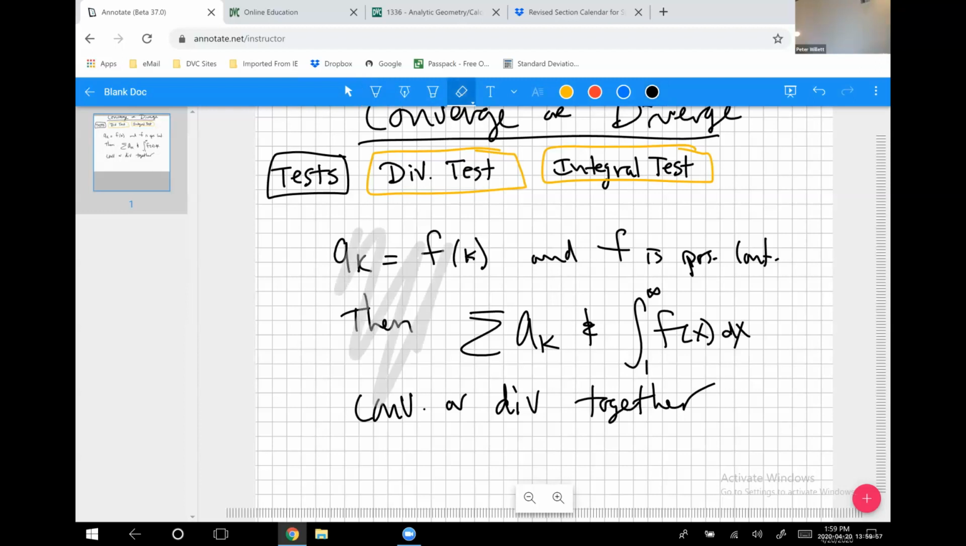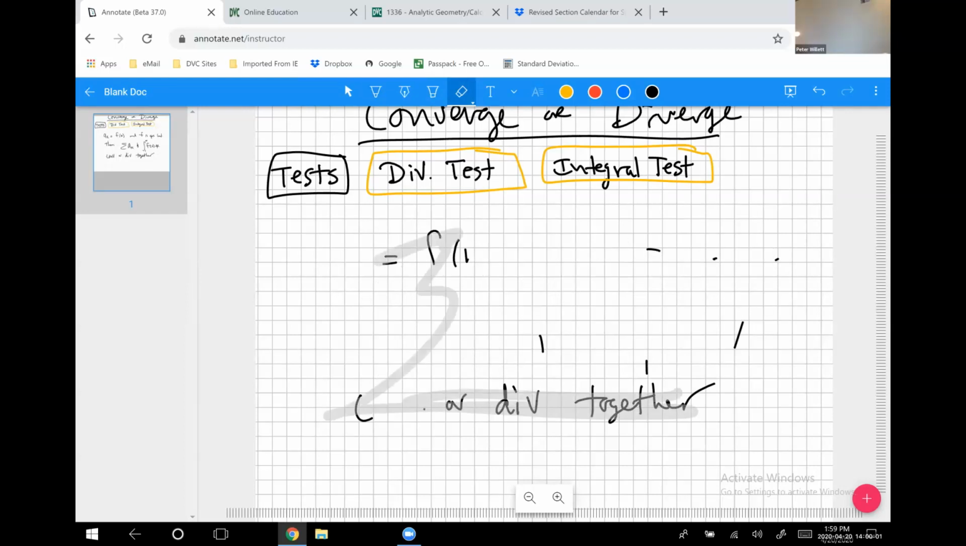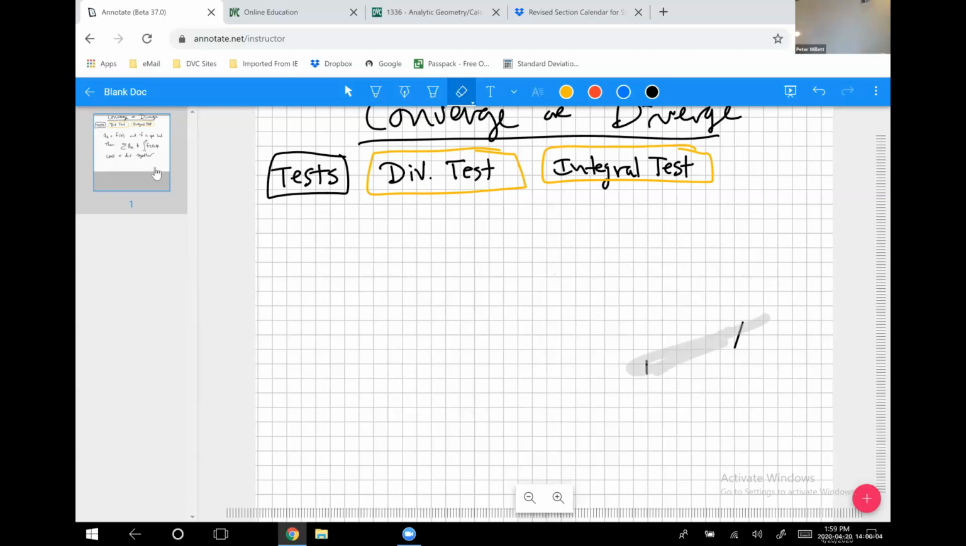But the integral test and convergence or divergence of improper integrals immediately leads us to our last test of the section. Then we'll accumulate these and consider them together. And that was the p-series.